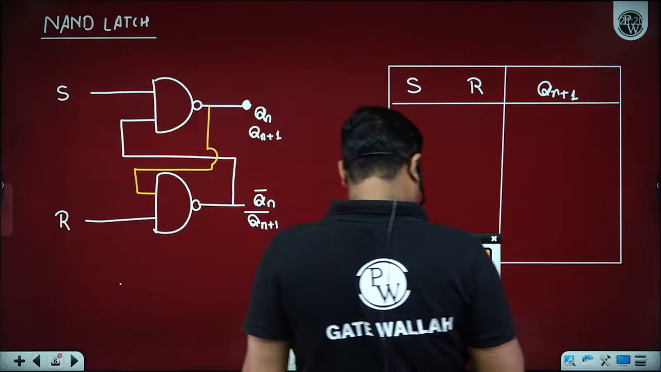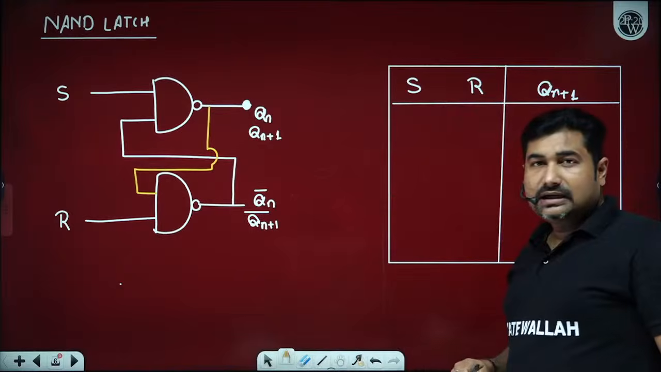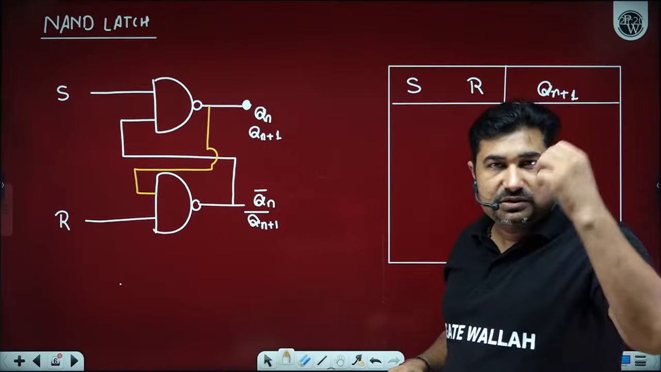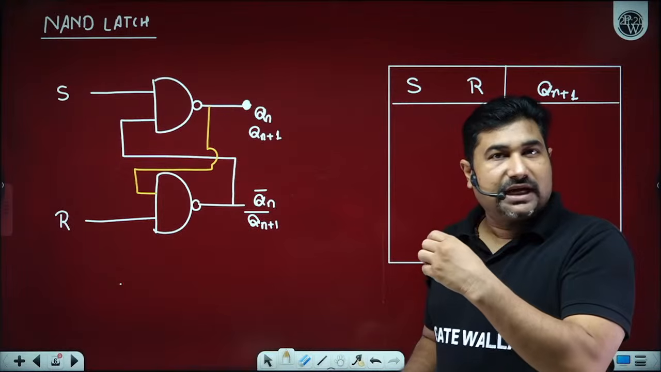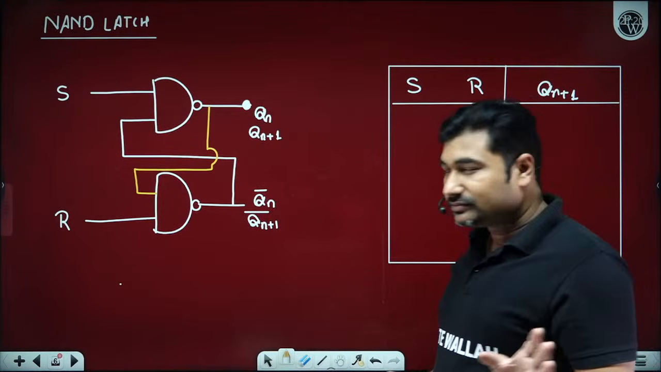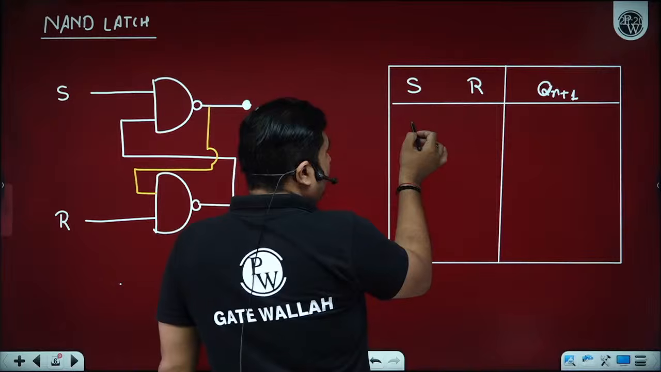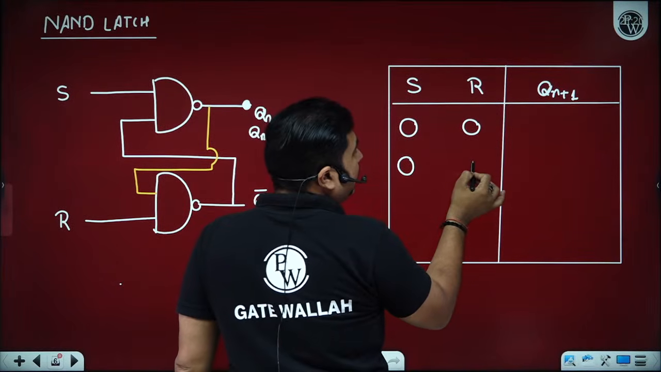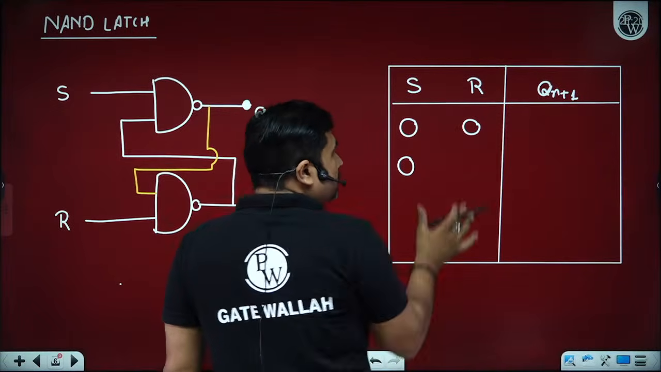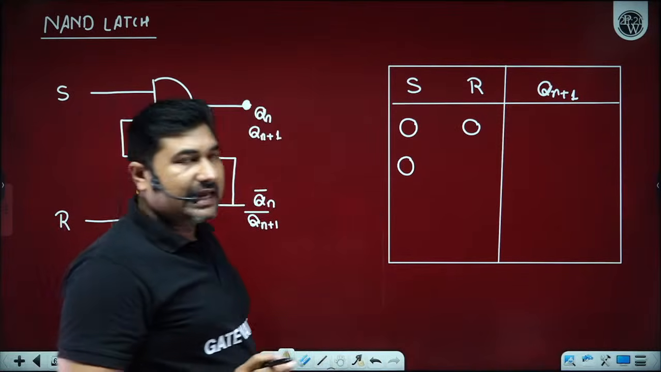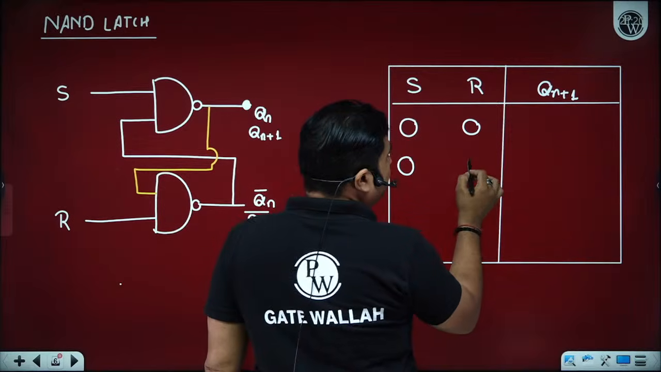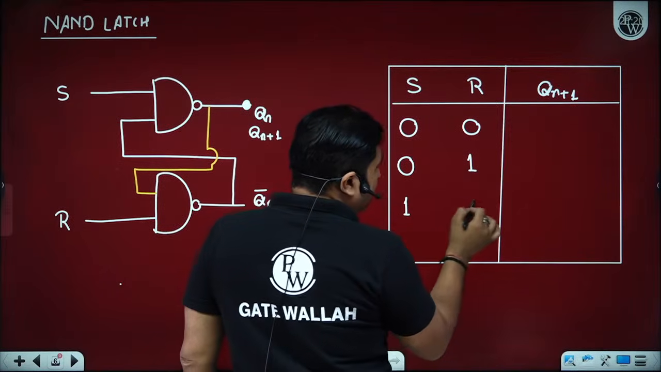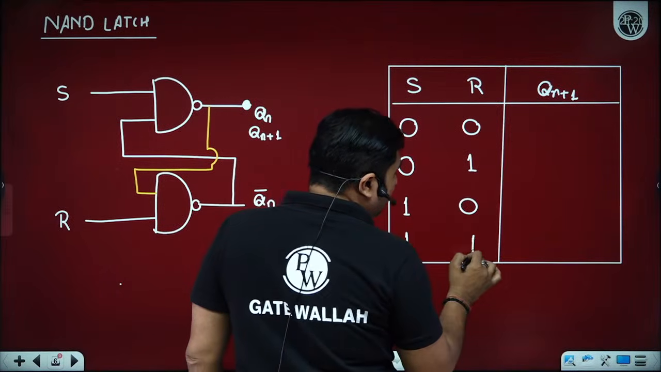Sir, latches don't have any fixed truth table. So how to solve latches problems? Please observe, beta ji. Latches don't have any fixed truth table. Suppose I am considering the input to the latch is S and R, then how many possible combinations? 4. Either both are low, any one of them is high, or both are high.